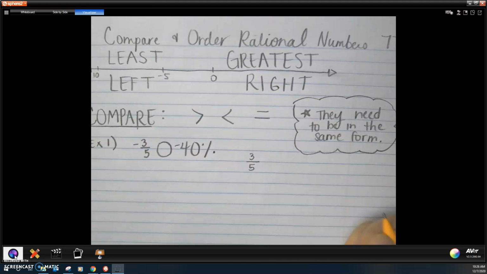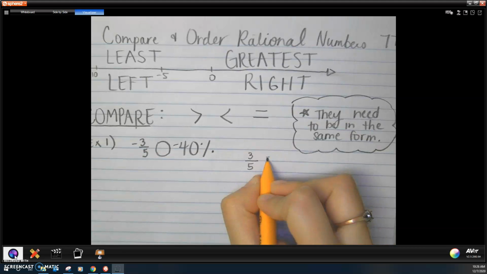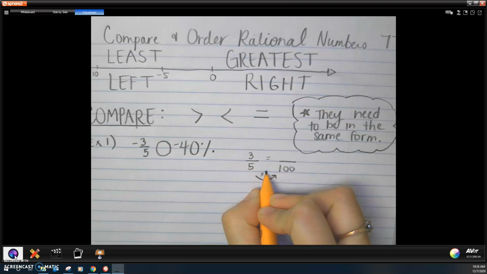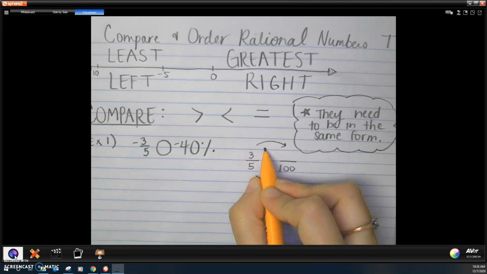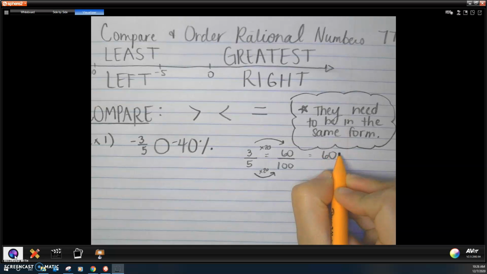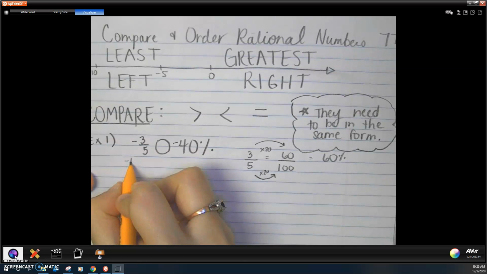We want to change 3/5 to a percent. Remember, you can look at your denominator and see if there's a number you can multiply it by to get 100. And if I multiply it by 20, I get 60%. Now, since this is a negative 3/5, that would be a negative 60%.